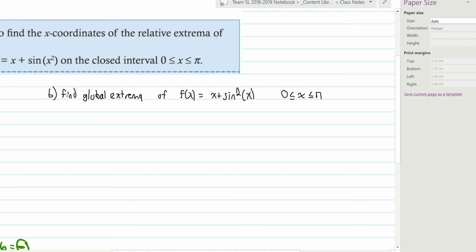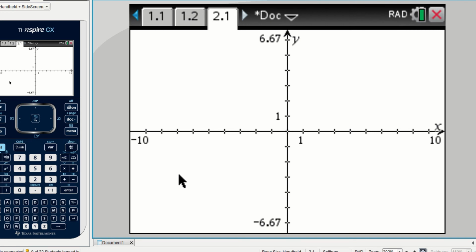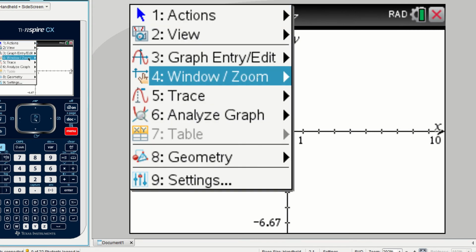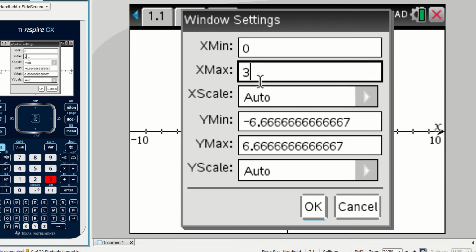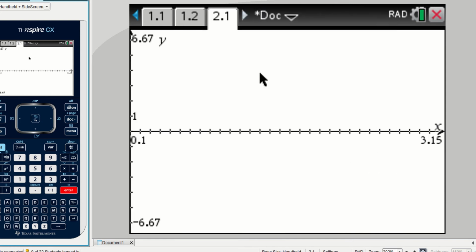Okay, here we go again. Find the global extrema, so the absolute max and the absolute min of f of x equals x plus sine squared x from 0 to 2 pi. Let's go ahead and get a graph ready, making the window from 0 to 2 pi. So I have my graph, menu, window settings, and so forth. X min, 0, and I'm sorry, not 0 to 2 pi, but just from 0 to pi, so 3.14. Let's make it a little bit bigger, 3.15, and bam, that's it. So now we got our graph.